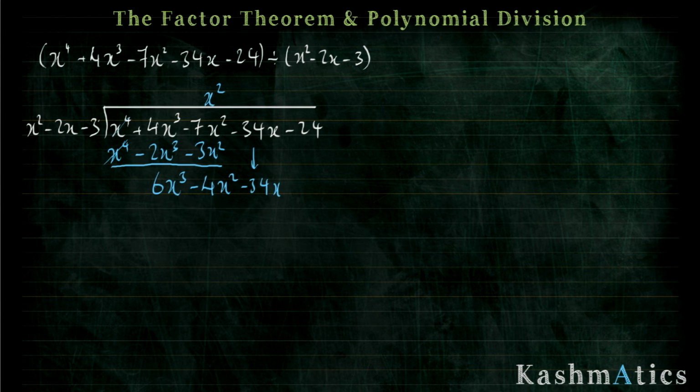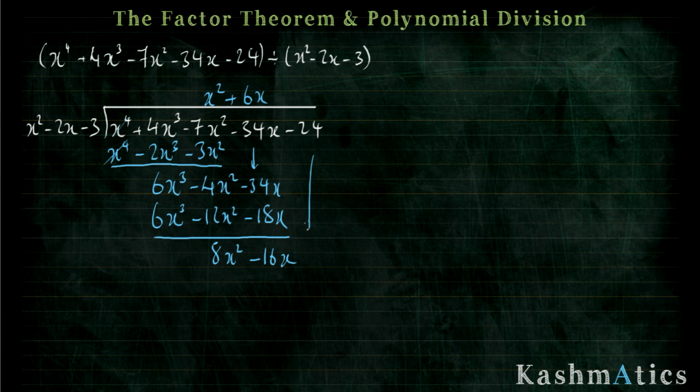Right, so let's ask ourselves the question, how many x squareds go into 6x cubed, or what do you multiply x squared by to make 6x cubed? And the answer is 6x. And let's multiply 6x by this whole quadratic. So 6x cubed, take away 12x squared, take away 18x, and let's subtract again. If I subtract again, I'm going to get 8x squared from there, and from here I'm going to get minus 16x.